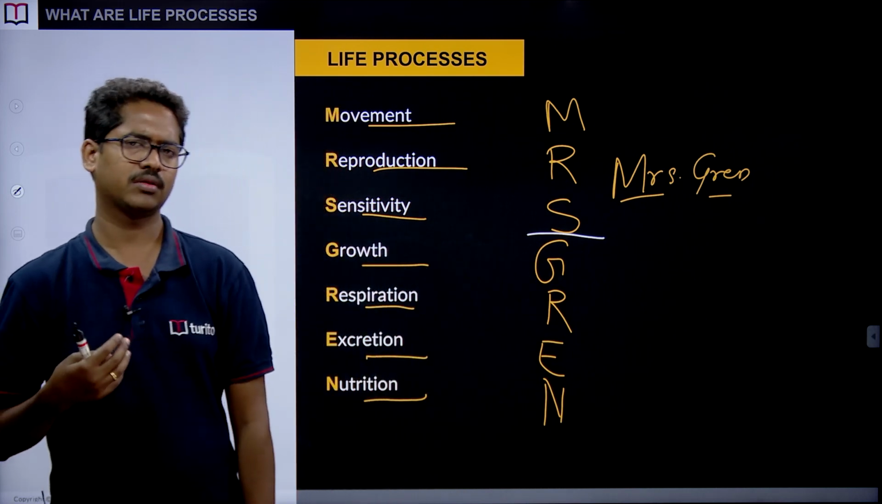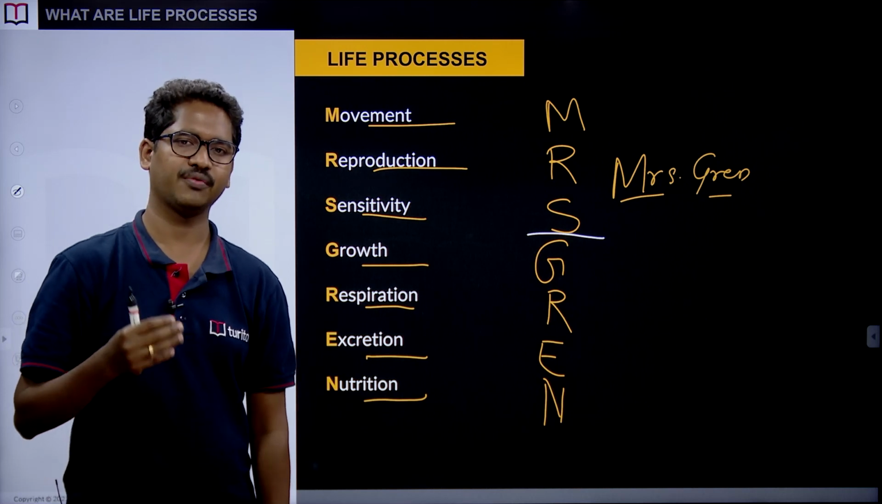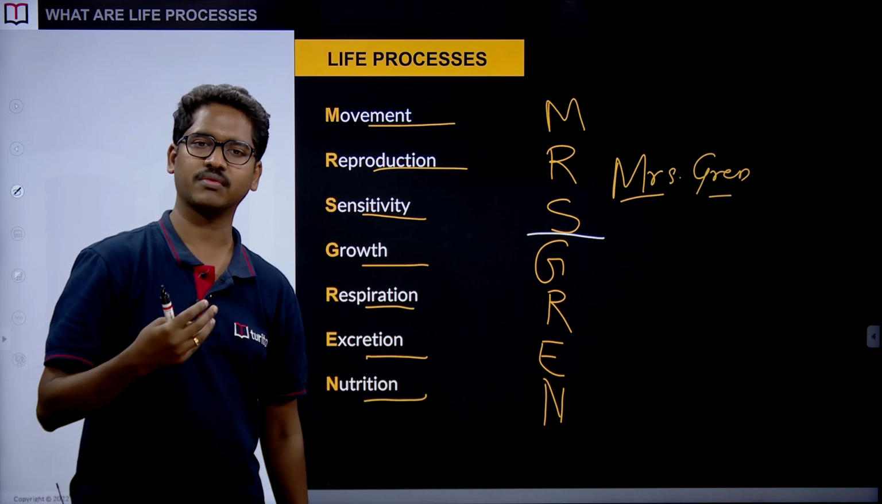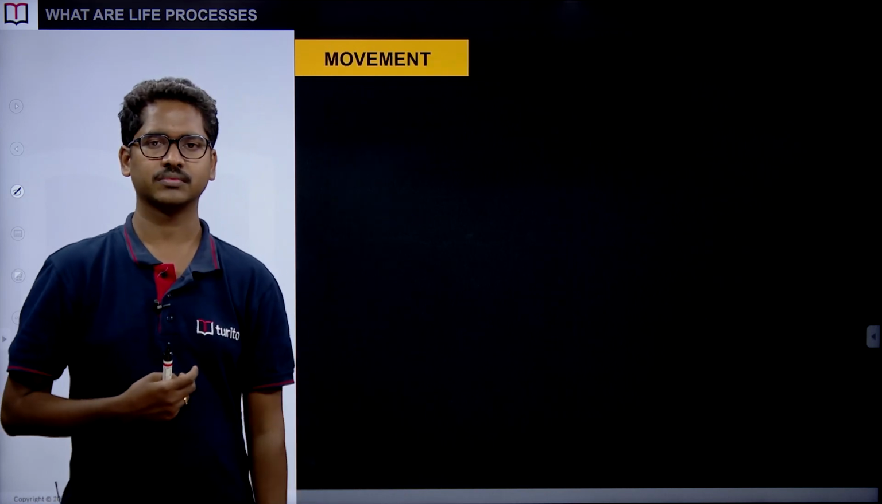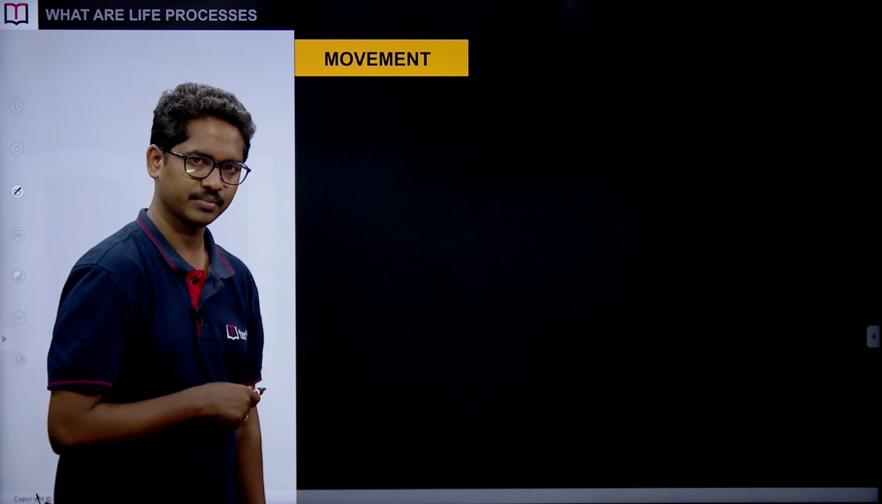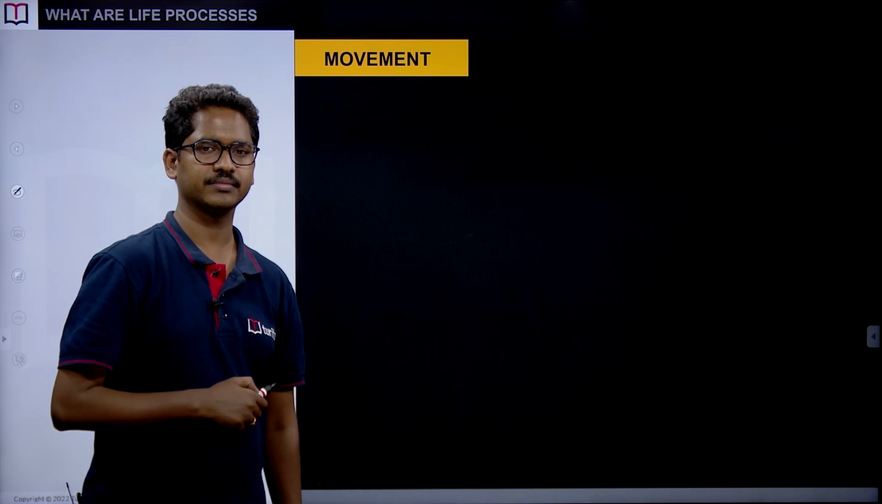You may find some of the exceptions, but still there are common things. If the life has to continue, this is needed. For life's survival, this is needed. So, let us look here one by one. First thing is movement. What is that movement given here? What do you mean by movement?